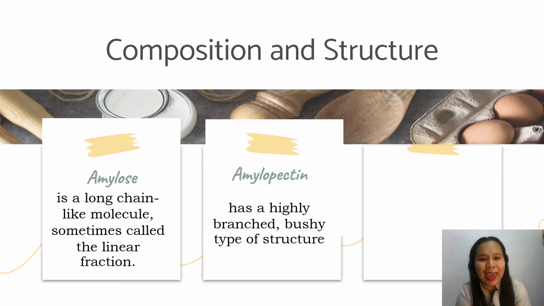And on the other hand, we also have amylopectin. Amylopectin has a highly branched, bushy type of structure. Cohesion or thickening properties are the contribution of amylopectin when a starch mixture is cooked in the presence of water.